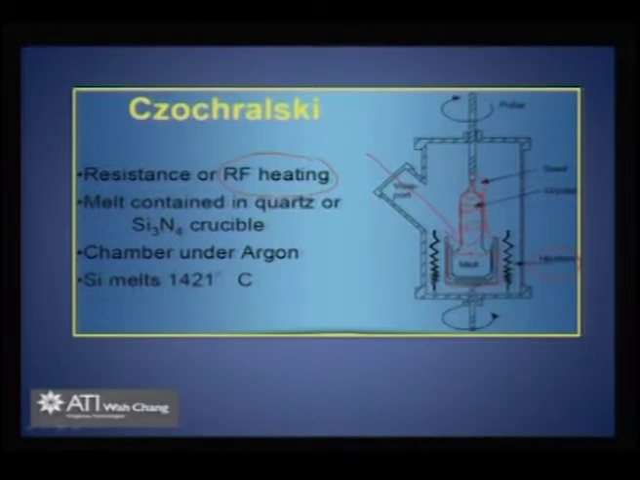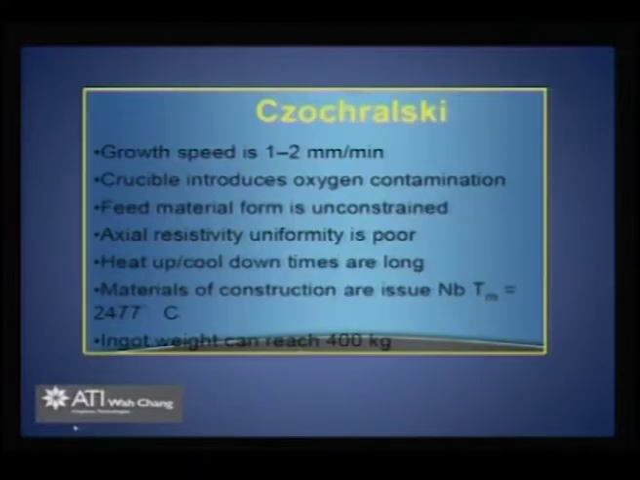The melt is contained in a quartz or silicon nitride crucible, because otherwise it will react, and then it has to be confined in a chamber. Therefore, the whole thing is kept in an atmosphere of argon, and what we need to achieve is that the silicon, which is the feed, has to be melted. The melting temperature is of the order of 1400 degrees C. Therefore, the whole assembly has to withstand such high temperatures, and then you can realize such single crystals.